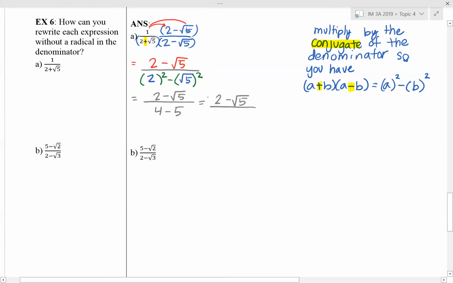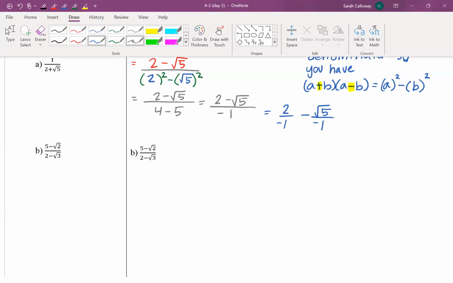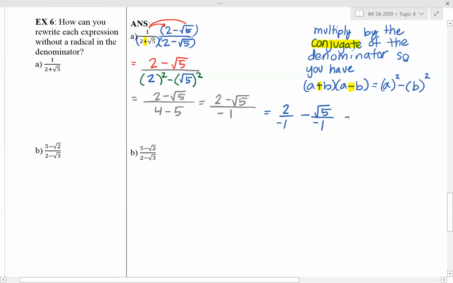And then 4 minus 5 is negative 1. Whenever I have a denominator that is a value, I want to split up my numerator with my denominator. So I want to take my 2 and put it over its own negative 1, minus radical 5, put it over its own negative 1, so that I can simplify these. So whether it's because it's a number that reduces, or in this case, it's just a sign, that tells me that I'm going to change the sign of the 2 to become a negative 2. And I'm going to change the sign of the radical 5 to become a positive radical 5. So the answer for this problem is negative 2 plus the square root of 5.